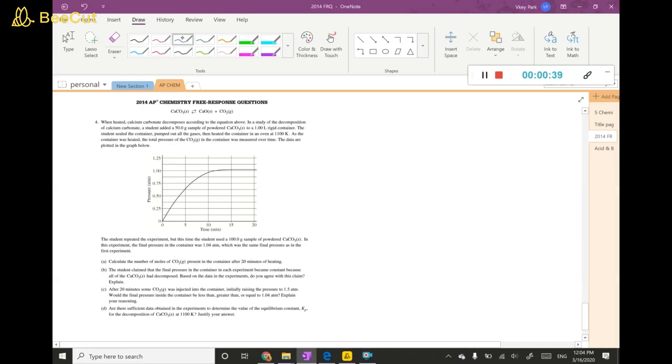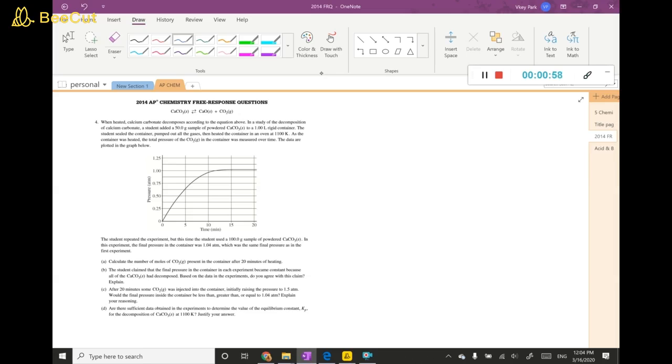It says the student repeated the experiment, but this time the student used a 100-gram sample of powdered CaCO3. In this experiment, the final pressure in the container was 1.04 atmospheres, which was the same final pressure as in the first experiment. Calculate the number of moles of CO2 in the container after 20 minutes.